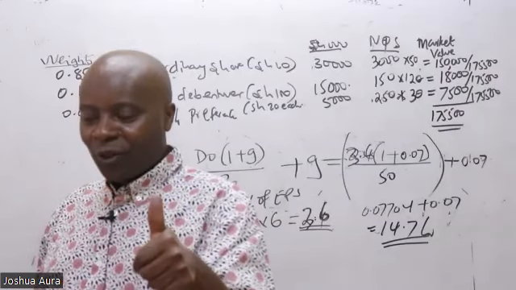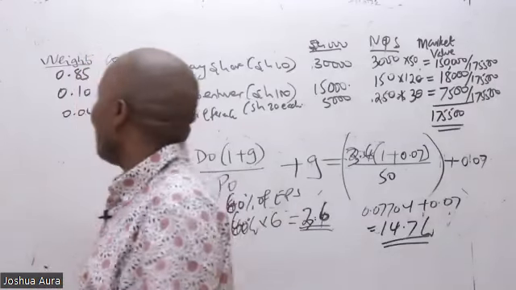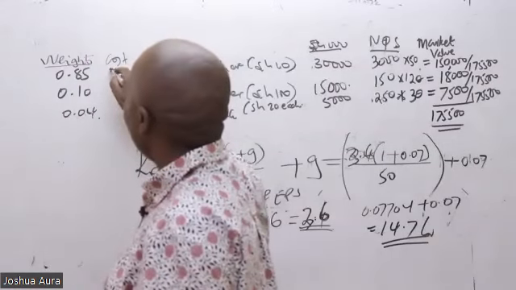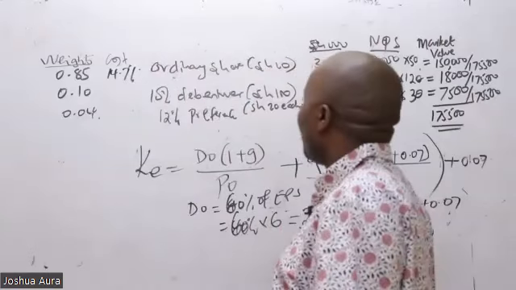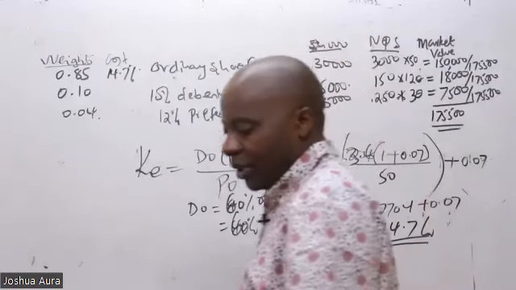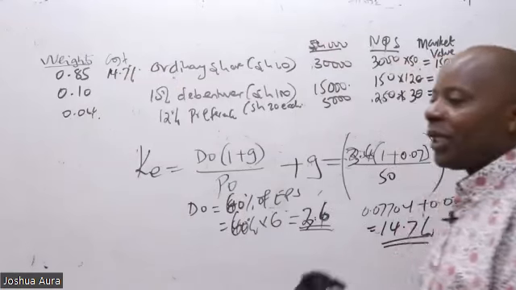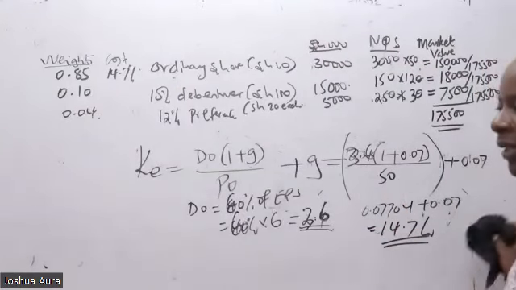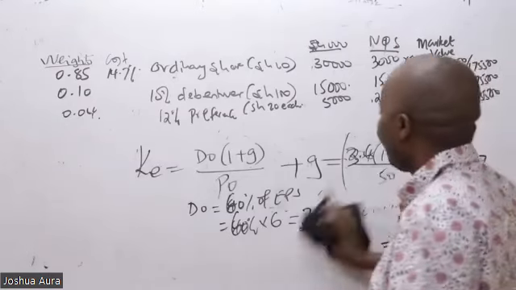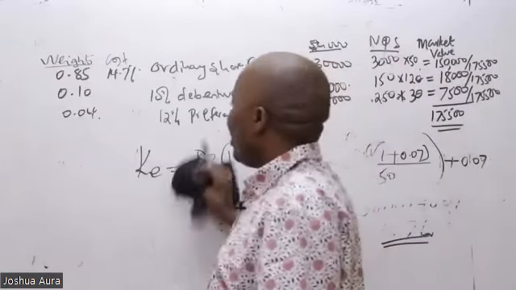Can I continue with the next one? Thank you. So this is 14.7. Thank you very much. So then you go to the next one, which is the debentures, and I hope I'm all right. So then we go to debentures.